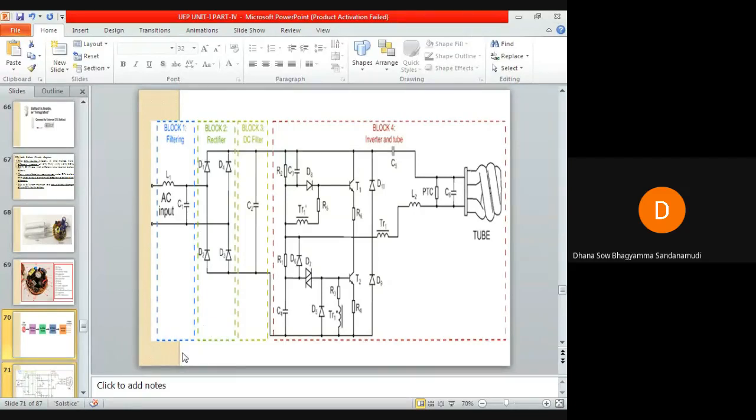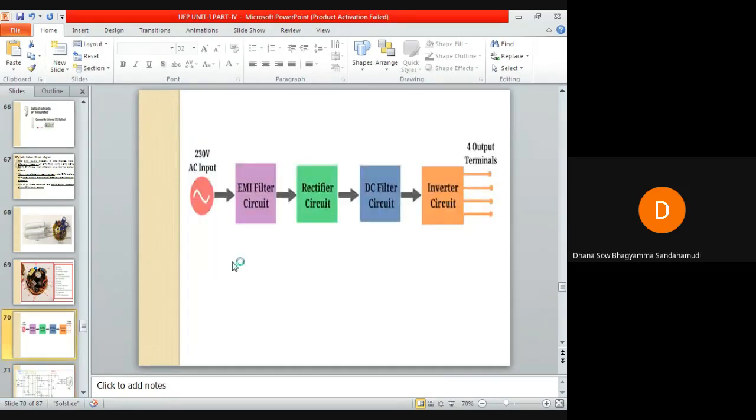It was very much correlated to this block diagram, so that's why I have included it in this PPT. By looking at this block diagram, I think you have understood that supply is given to the ballast, not to the tube. Whatever supply the CFL tube requires is initially given to the ballast circuit. So this circuit consists of 4 components or 4 blocks.